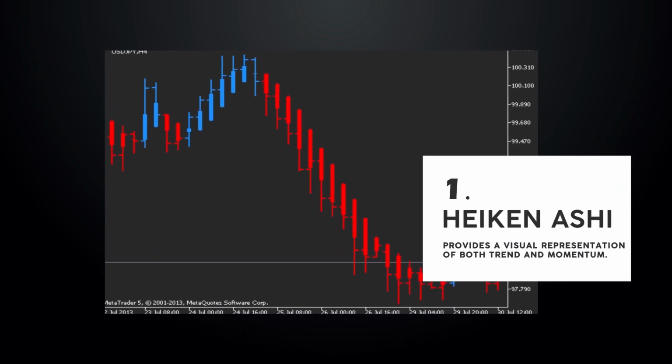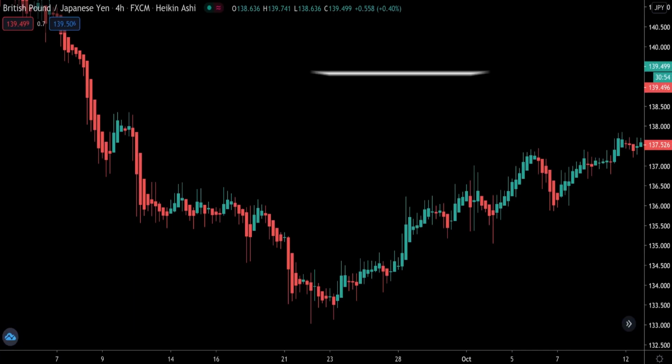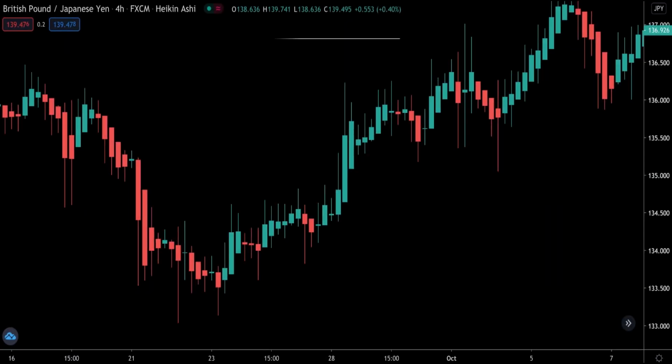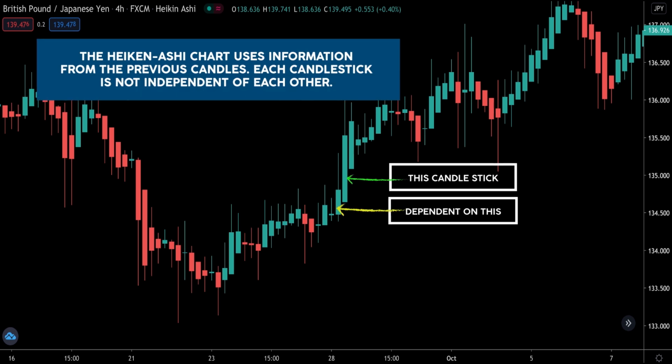It provides a visual representation of both trend and momentum. A Heiken Ashi chart smoothens out market noise, and hence you can see that the price action is much clearer on this chart. A typical candlestick chart does not consider the previous candles. Each candlestick is independent of each other and shows the price action for that particular period. The Heiken Ashi chart, on the other hand, uses information from the previous candles. In essence, each candlestick is not independent of each other.